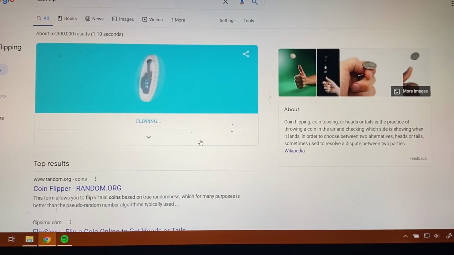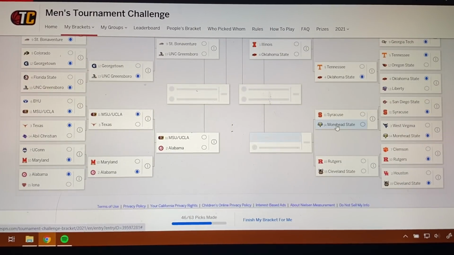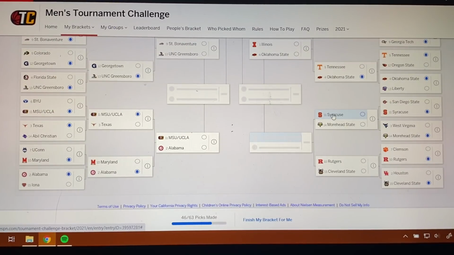Tennessee and Oklahoma State. Will we have Tennessee advancing with heads as the lower seed? We will not. We have Oklahoma State advancing. So then we have Syracuse and Morehead State. We're guaranteed to have a double-digit seed right there. But at first, obviously, Syracuse and Morehead State. Who do we have advancing? We have Syracuse past Morehead State.